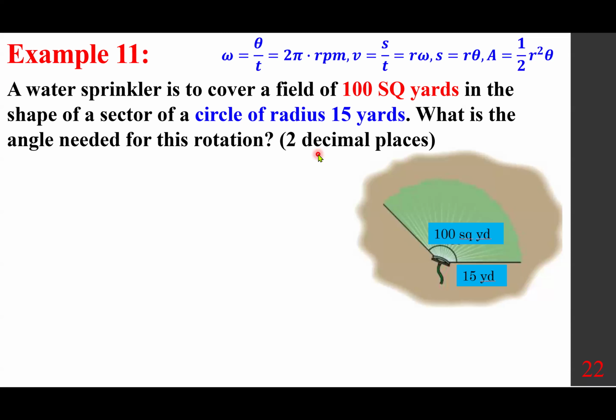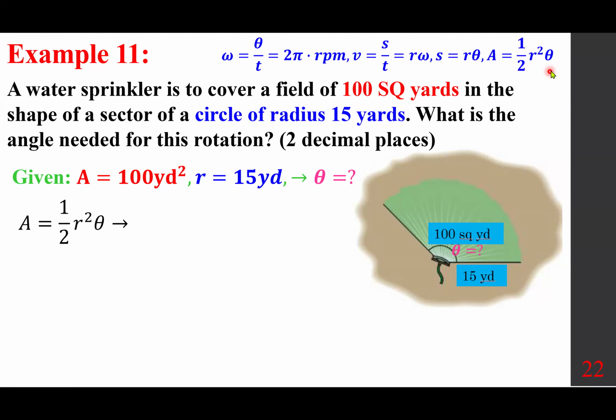So what is given? What is missing? First and foremost, the area is given, 100 square yards. The radius is 15. What is missing? The angle theta. So this is the angle that we want to find. I hope that's straightforward. What is given, what's missing. So area is 1/2 r squared theta. Plug in, find the missing one.